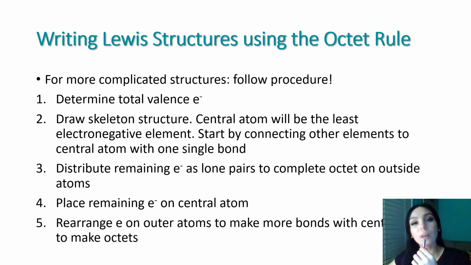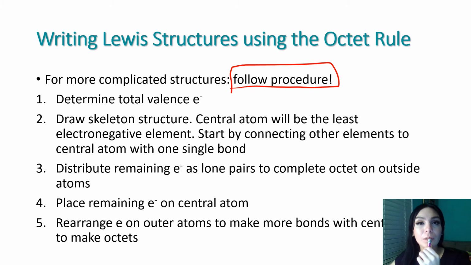Now, for more complicated structures, there is a procedure you have to follow. So just have this procedure with you anytime you need to draw a Lewis structure. Eventually, you will draw so many Lewis structures that you will get tired of it. You just end up learning it. And specifically for practice problems about drawing Lewis structures, this is your go-to guide on how to do that. First, you're going to determine the valence electrons. Next, you're going to draw the skeleton structure, where your central atom is the least electronegative atom, and then you start by connecting the other elements with a single bond.